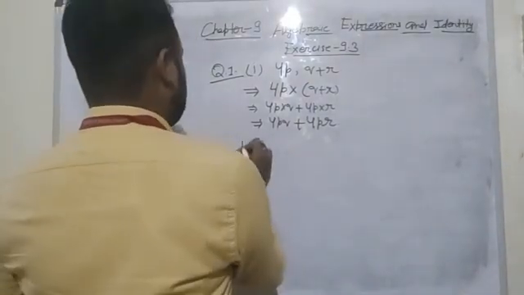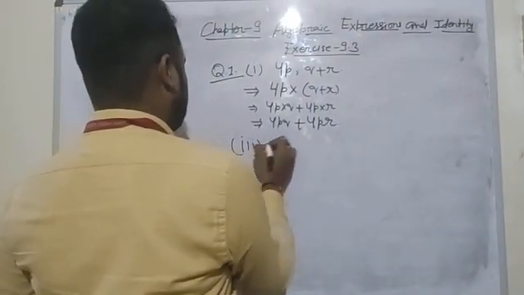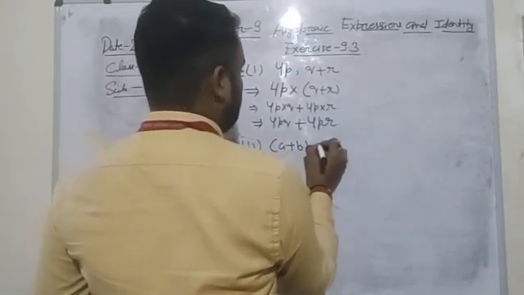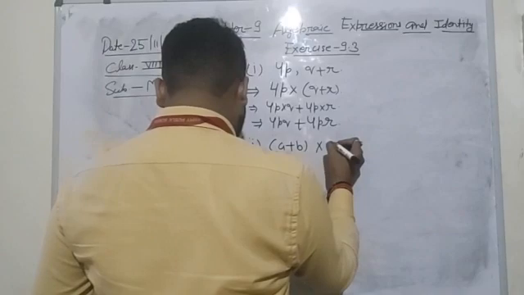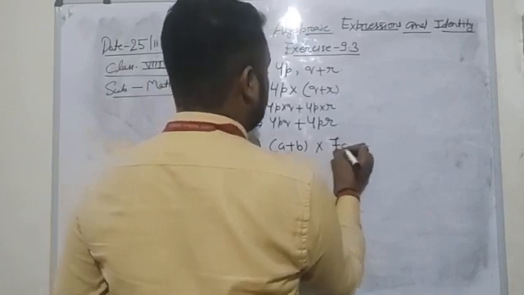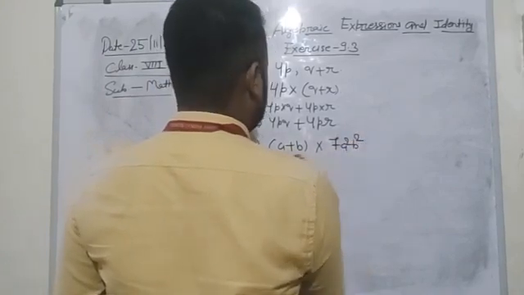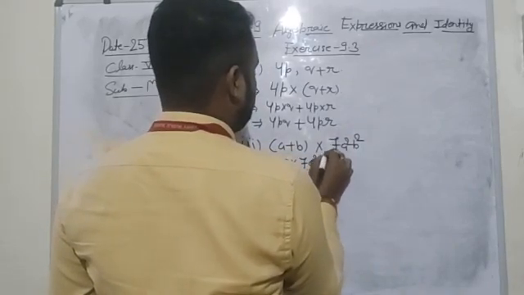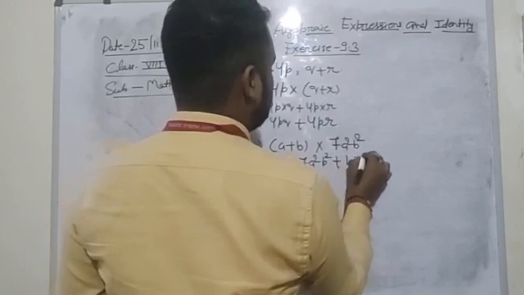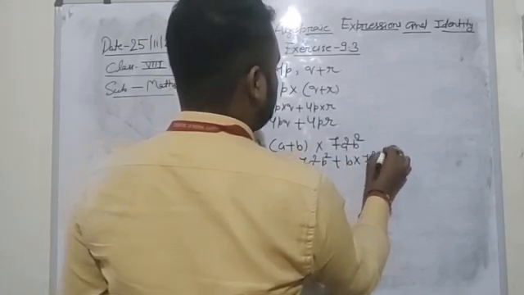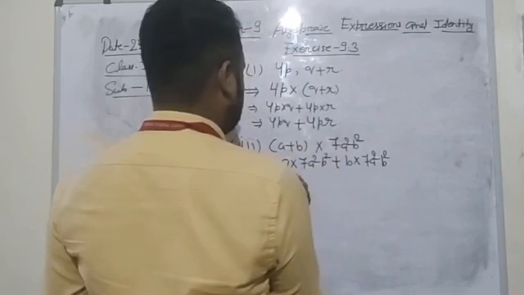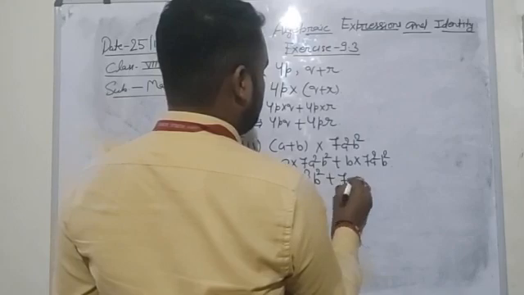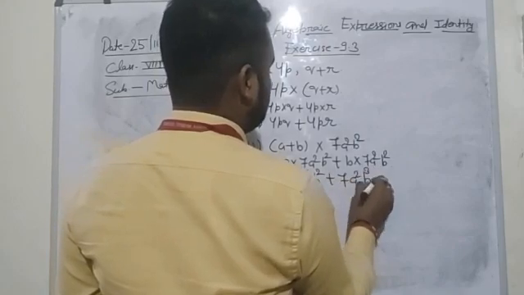Now the next, I take the third part of this: a + b multiplied by 7a²b². So a multiplied by 7a²b² plus b multiplied by 7a²b². So 7a³b² + 7a²b³. Note it down.